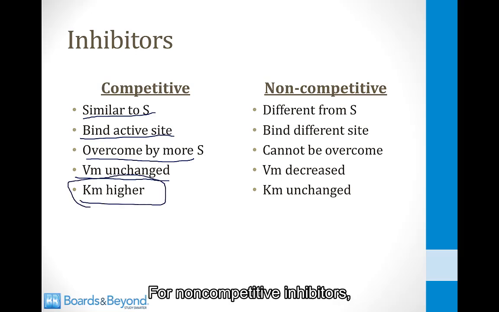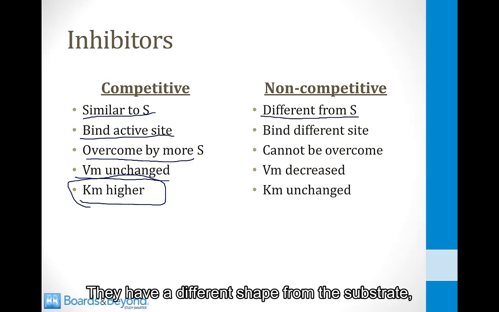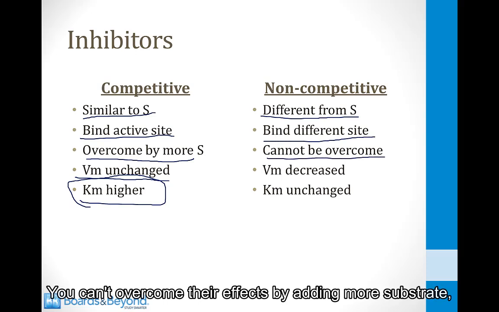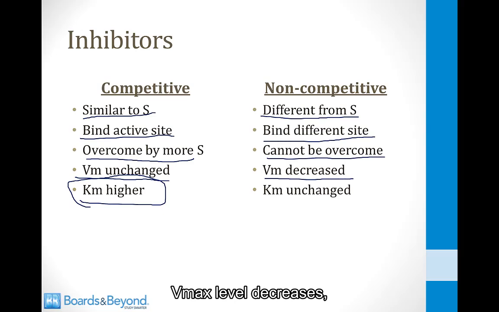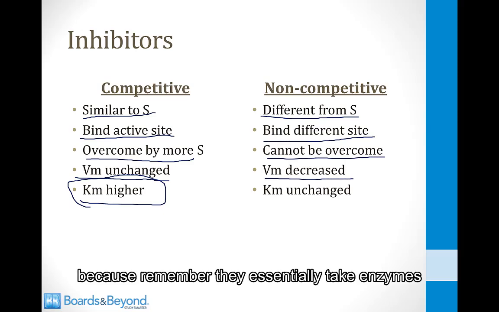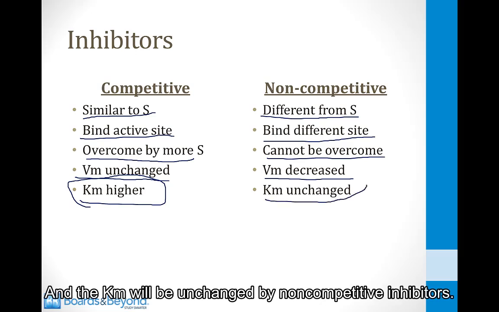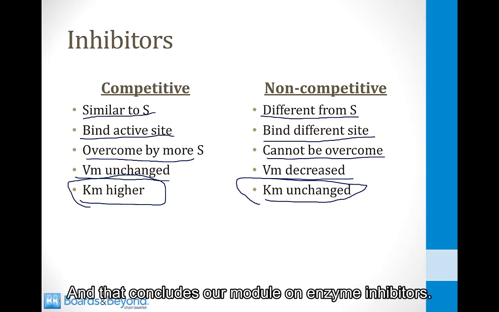For non-competitive inhibitors, everything is the opposite. They have a different shape from the substrate. They bind to a different site. You can't overcome their effects by adding more substrate. The Vmax level decreases because remember, they essentially take enzymes out of the system by blocking their effects, and the Km will be unchanged by non-competitive inhibitors. And that concludes our module on enzyme inhibitors.